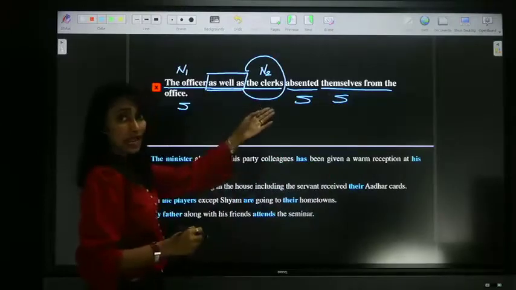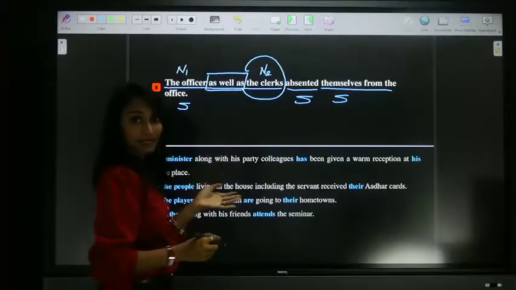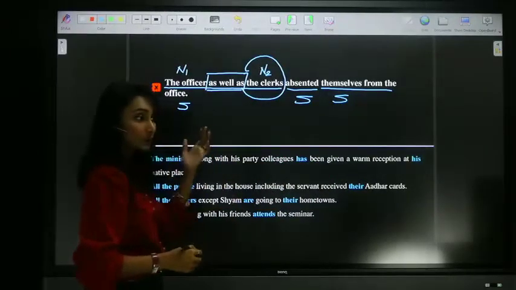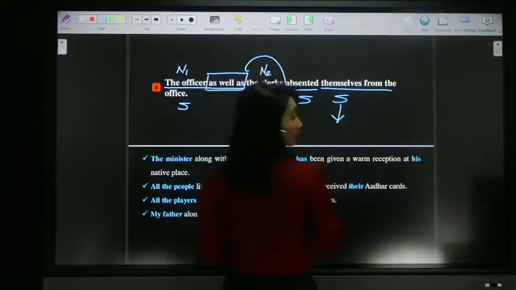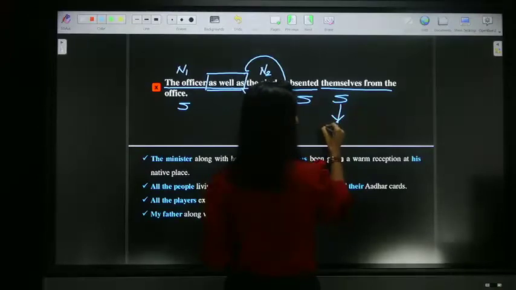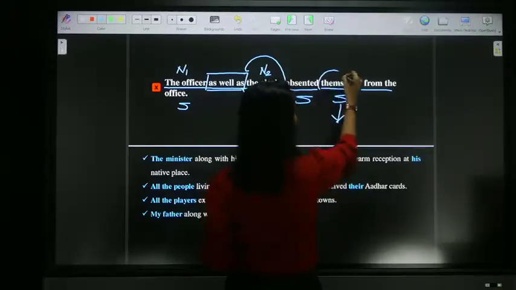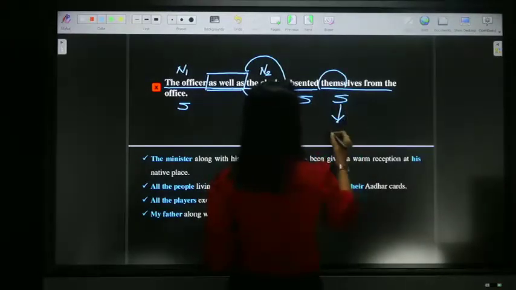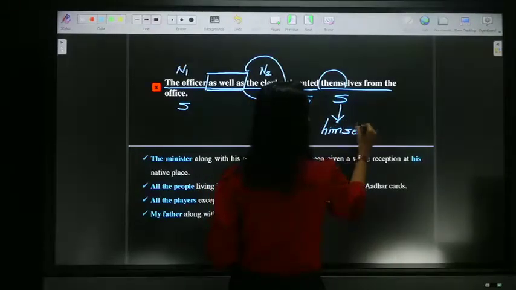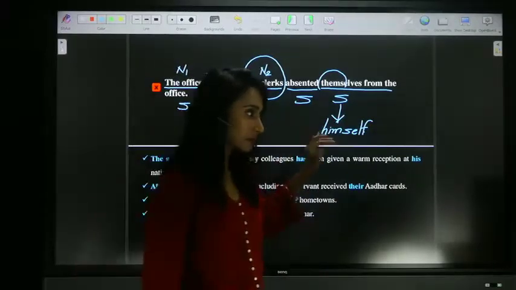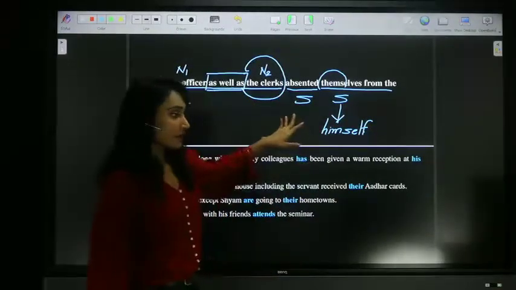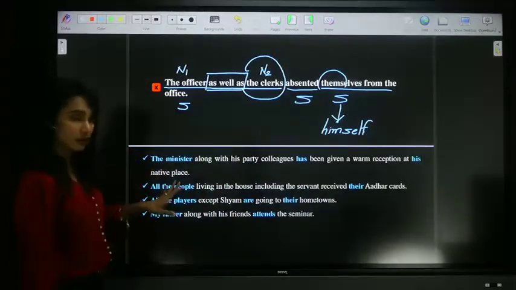Here the verb is absented, which is in past tense. In past tense, singular and plural are the same. But here the pronoun is themselves, plural, but we require singular. That means it should be himself. I hope it is clear. Right? Now let's see some more examples.